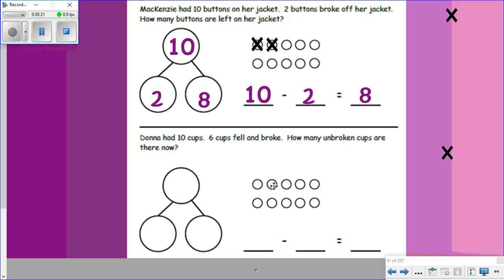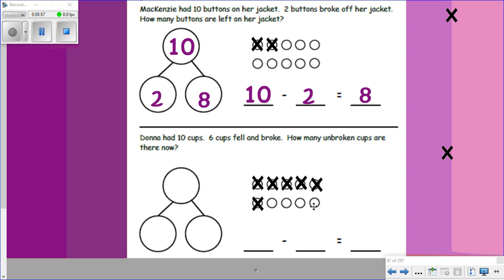So here are our 10 circles that are representing the cups, and 6 cups fell and broke. So we can't really make them fall and break. We need to put X's on them. 1, whoops, 2, 3, 4, 5, 6. Let me make sure 6 cups fell and broke. Yep, 6. And then how many are left?